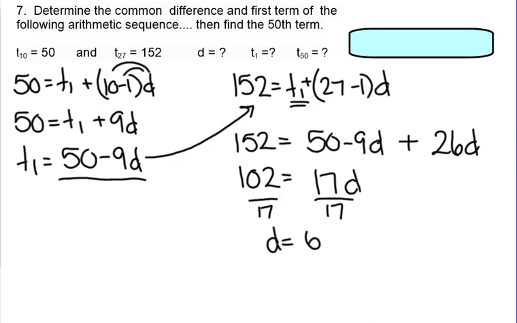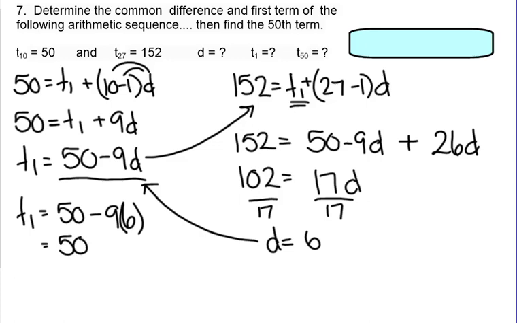Well, so then to figure out my T1, the easiest place to plug it back into is our other equation. T1 is equal to 50 minus 9 times 6. So 50 minus 9 times 6 is 50 minus 54. So therefore, our first term is -4.